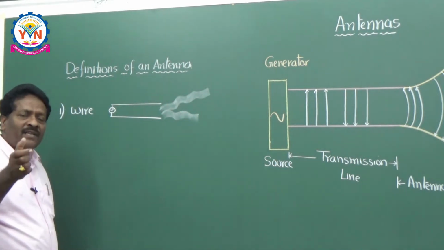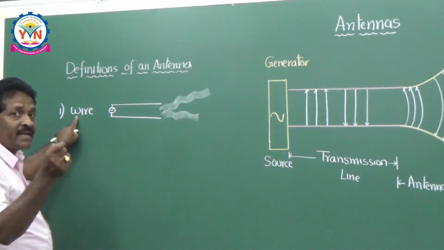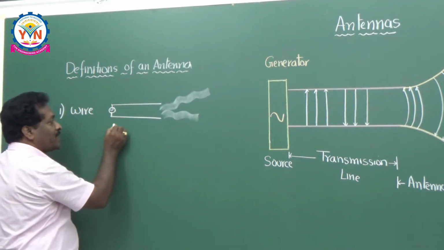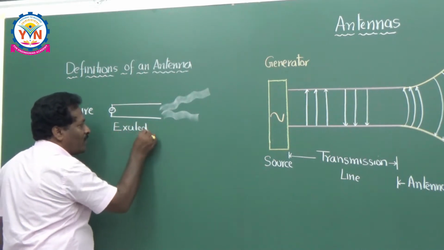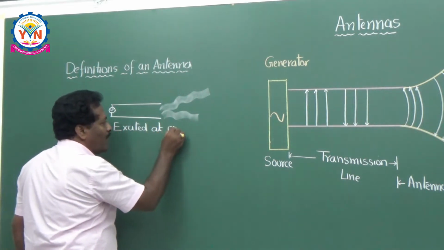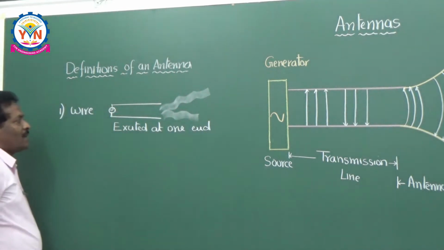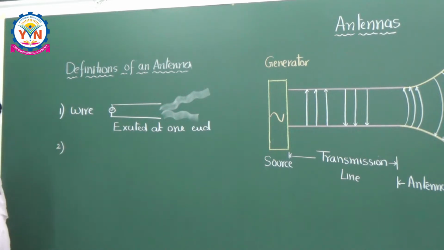So the basic definition is very simple. An antenna is a wire which is excited at one end. That is much more important. So excitation must be there. It should be excited at one end. Then only it becomes an antenna. So excitation is essential. And the second definition I would like to tell you is here.